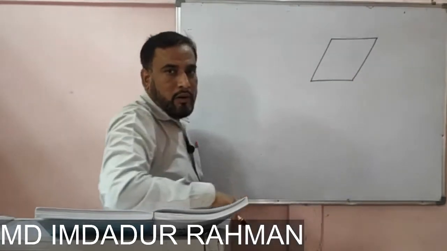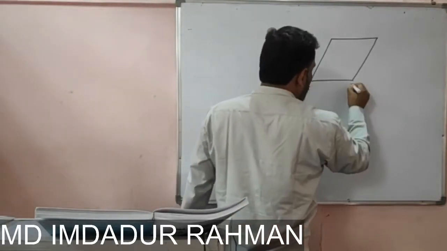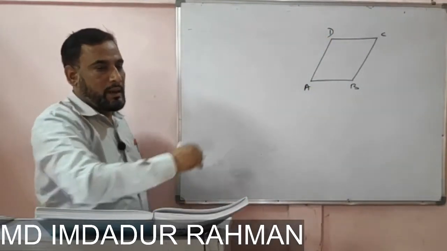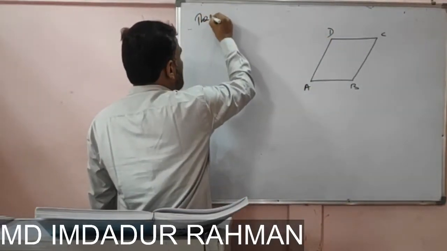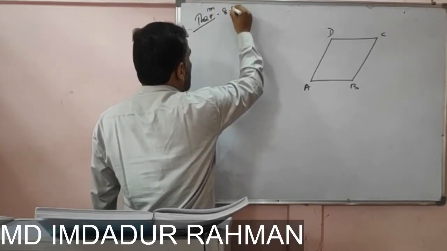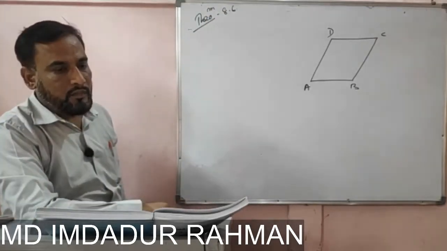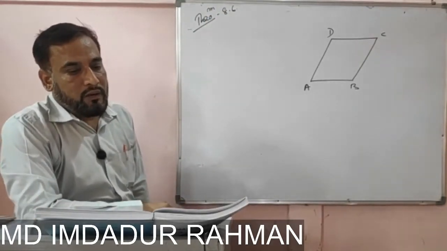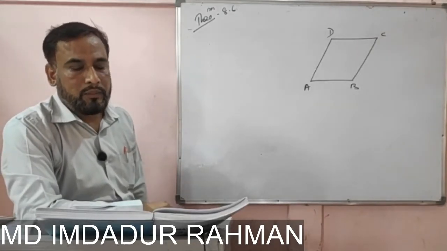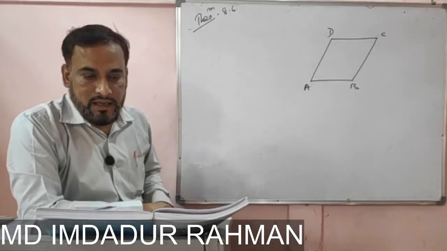So we are drawing a quadrilateral, that is a parallelogram. So ABCD is a parallelogram. Theorem 8.6: If the diagonals of a quadrilateral bisect each other, then it is a parallelogram. It is already mentioned here that the diagonals are bisected.